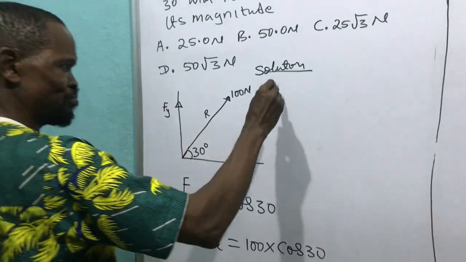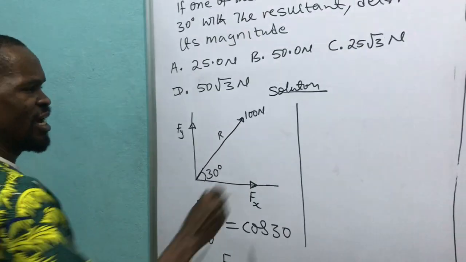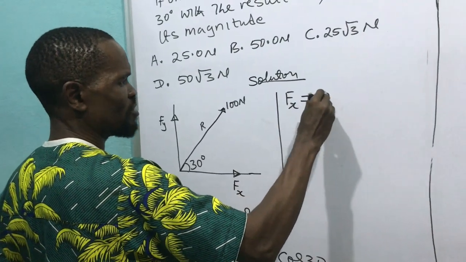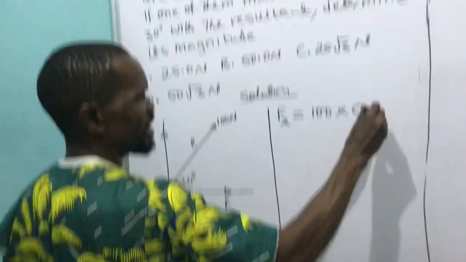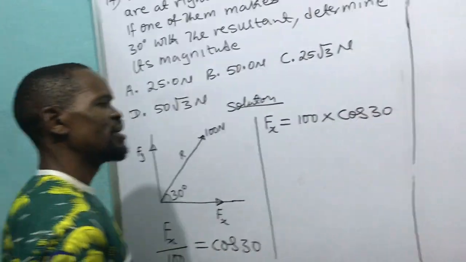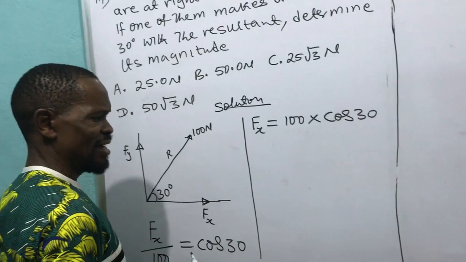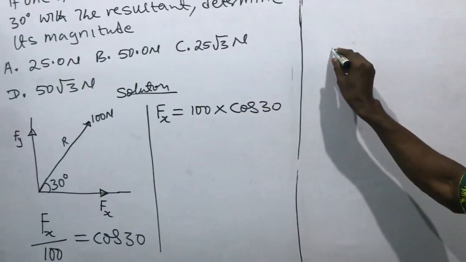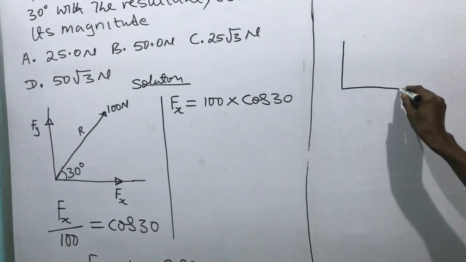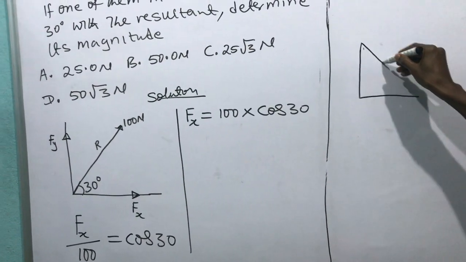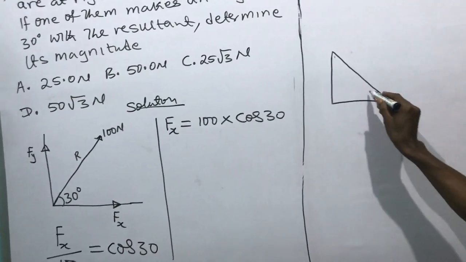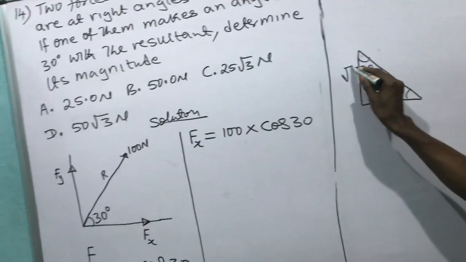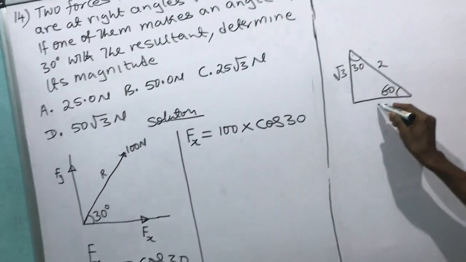Let me finish it here. I can now say that Fx is equal to 100 times cos 30. You remember? Then now, what's cos 30? I will recall my diagram for cos 30. From my brain, I bring out my diagram. You remember this diagram, which says here is 60 degrees, and here is 30 degrees, and here is root 3, and here is 2, and here is 1.